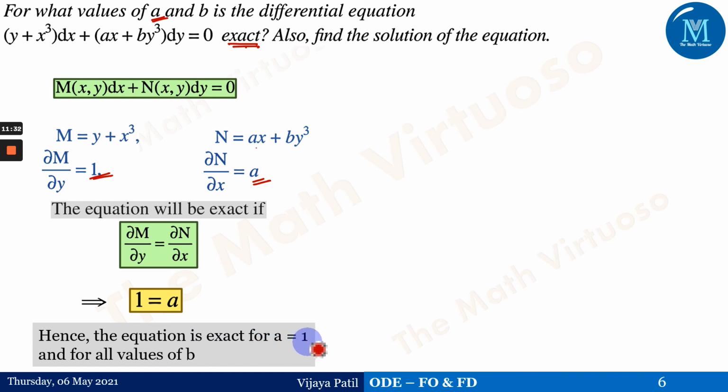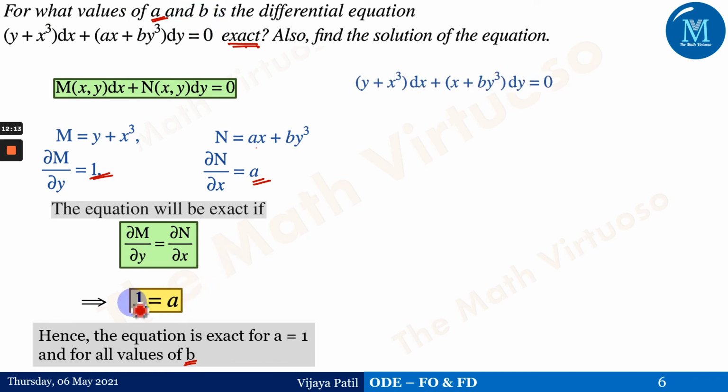The equation is exact for a = 1 and for any value of b, because b is not coming into the picture in ∂M/∂y or ∂N/∂x, and we are not able to find it out. That means it is a must to have a = 1, but for any value of b this particular equation would be exact. There is no restriction on the value of b. You can take b as any value, but you have to consider a = 1 to get your equation as exact. So we have found the values of a and b.